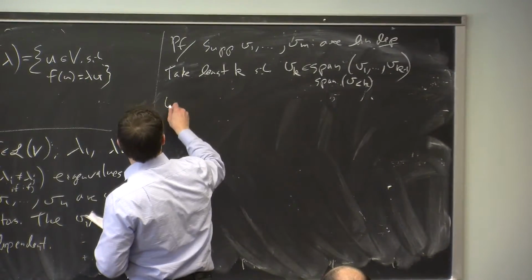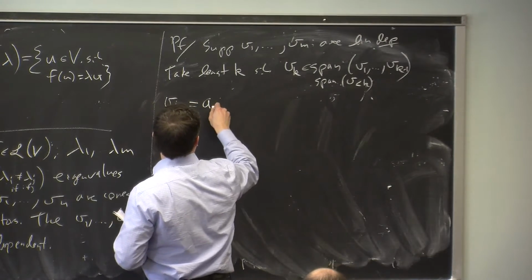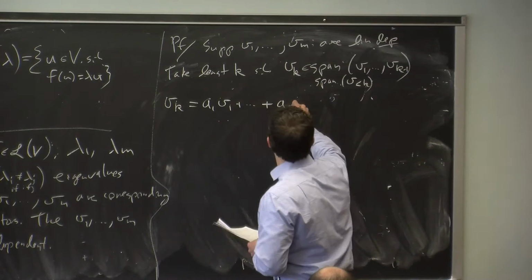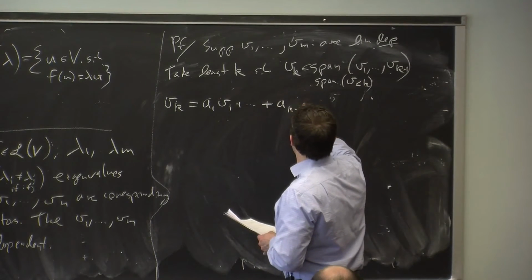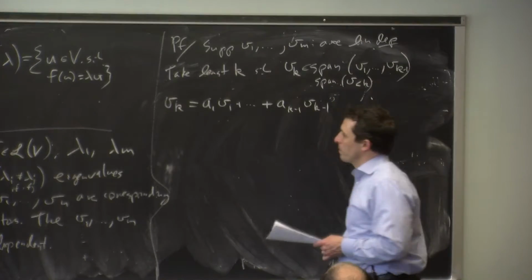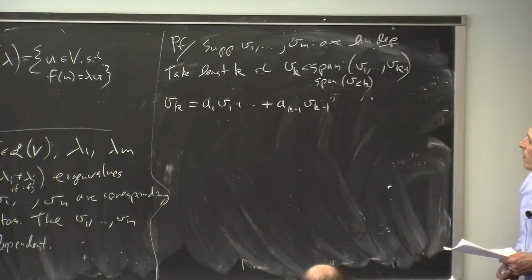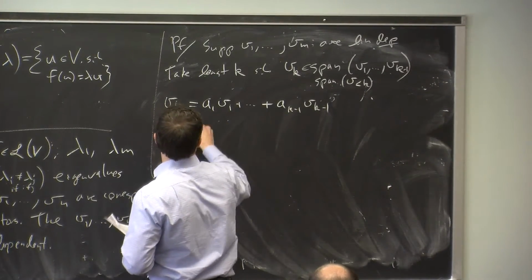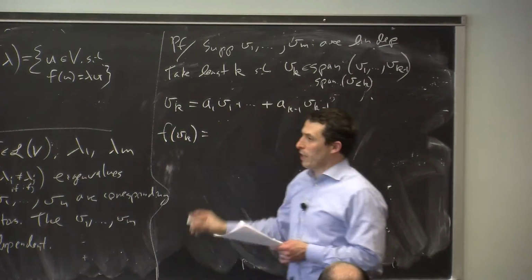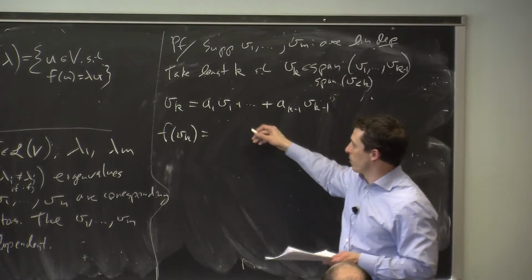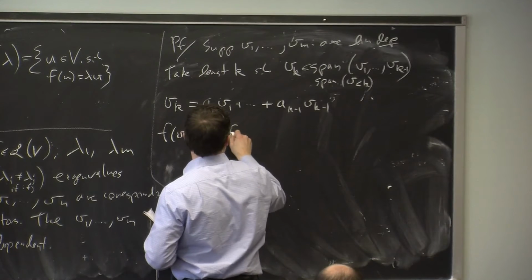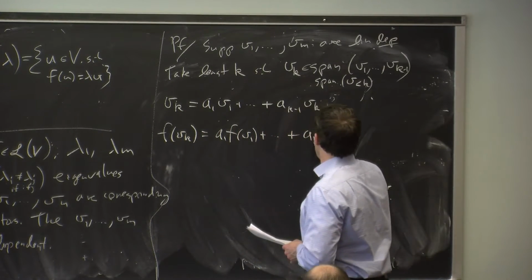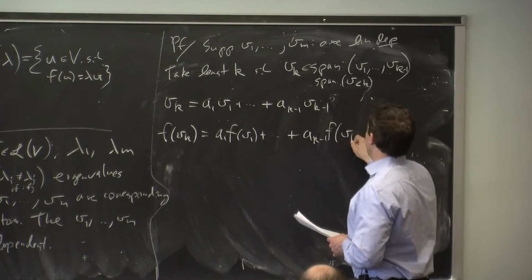Since vk is in that span, I can, of course, write it as a linear combination, a1 v1 up to a k minus 1 vk minus 1, and then apply f. And f is linear, so I can push f through the sum. I can push f through the scalar multiplication. a1 f of v1 up to a k minus 1 f of vk minus 1.